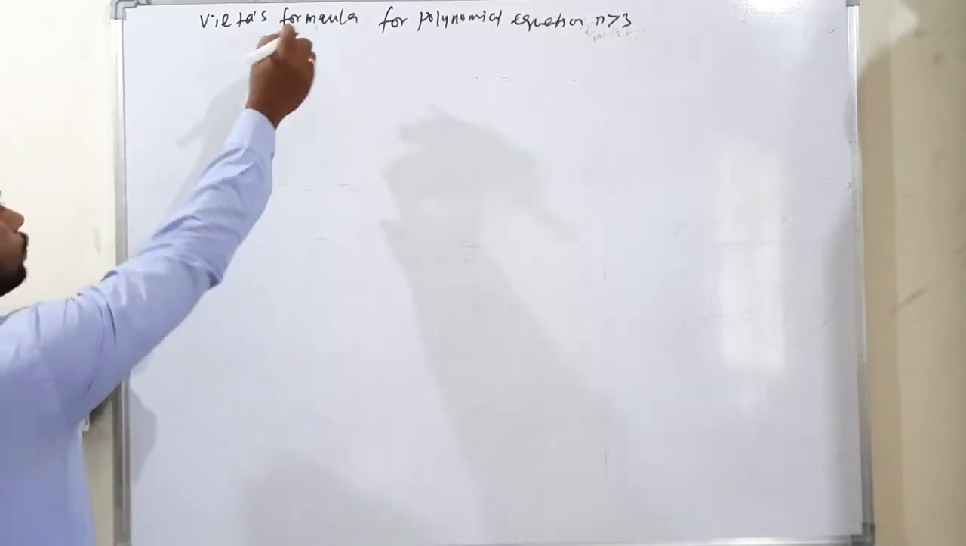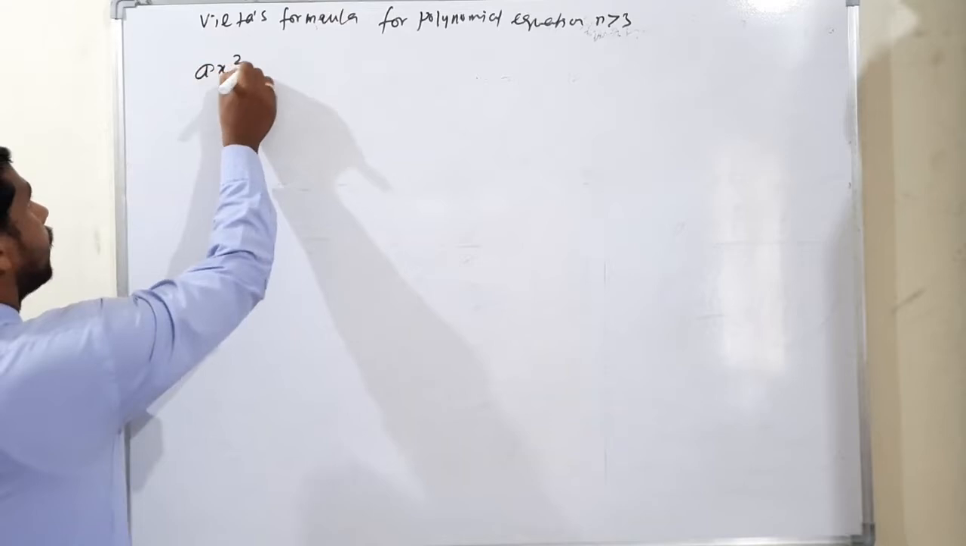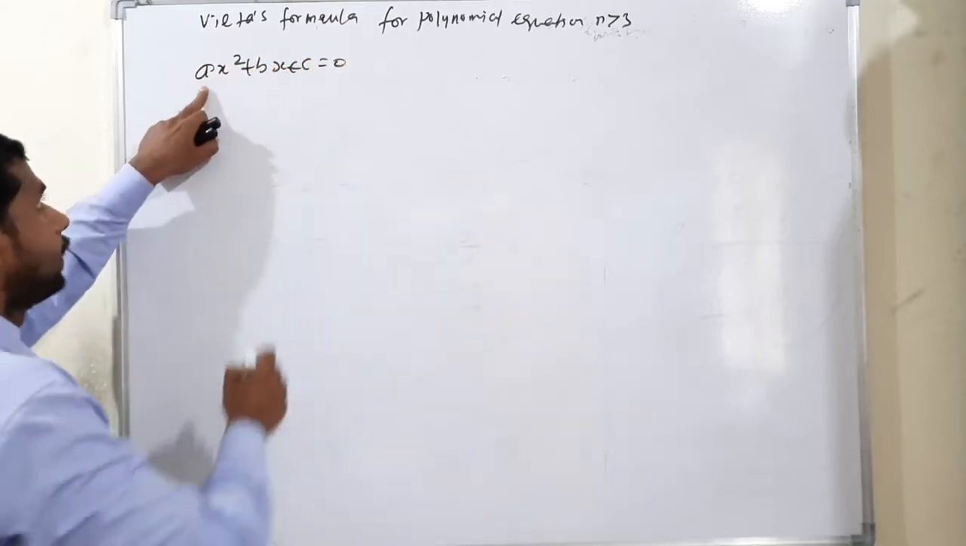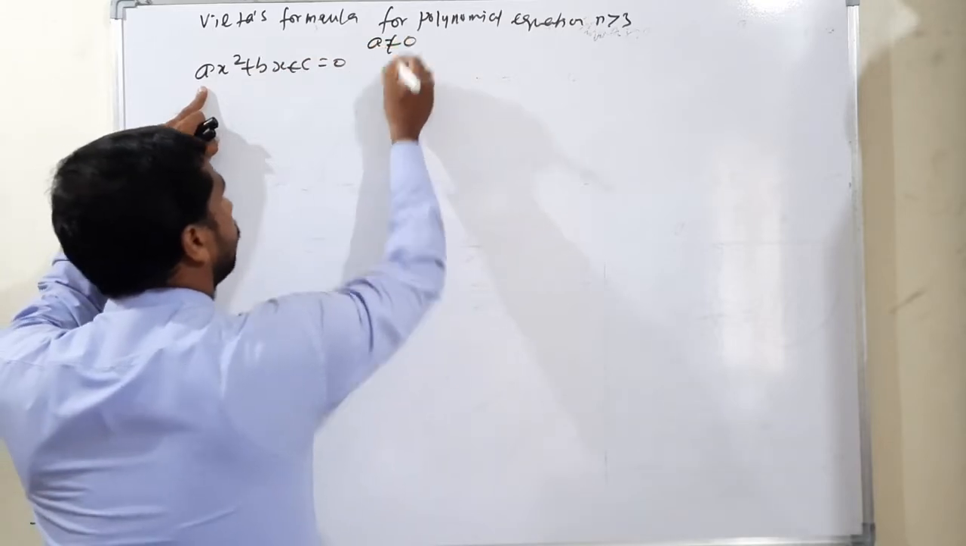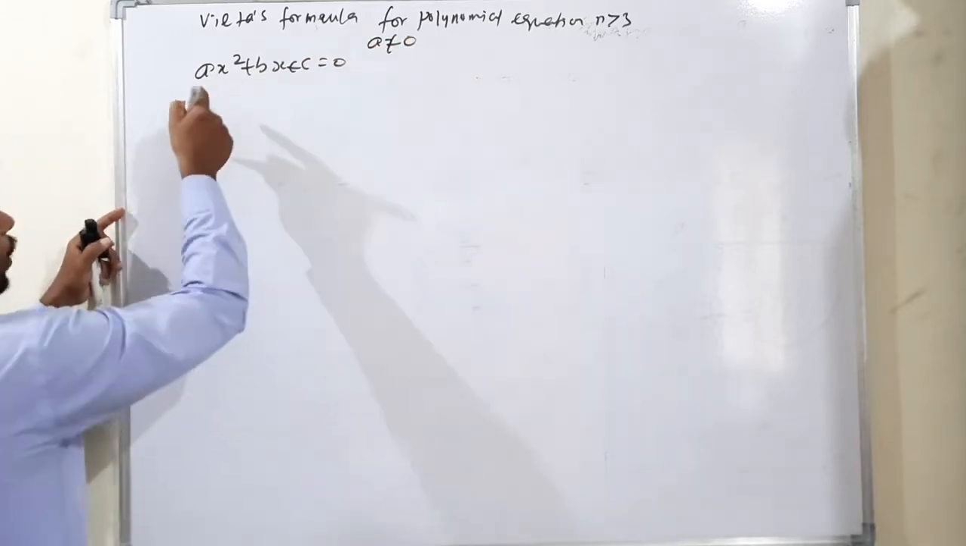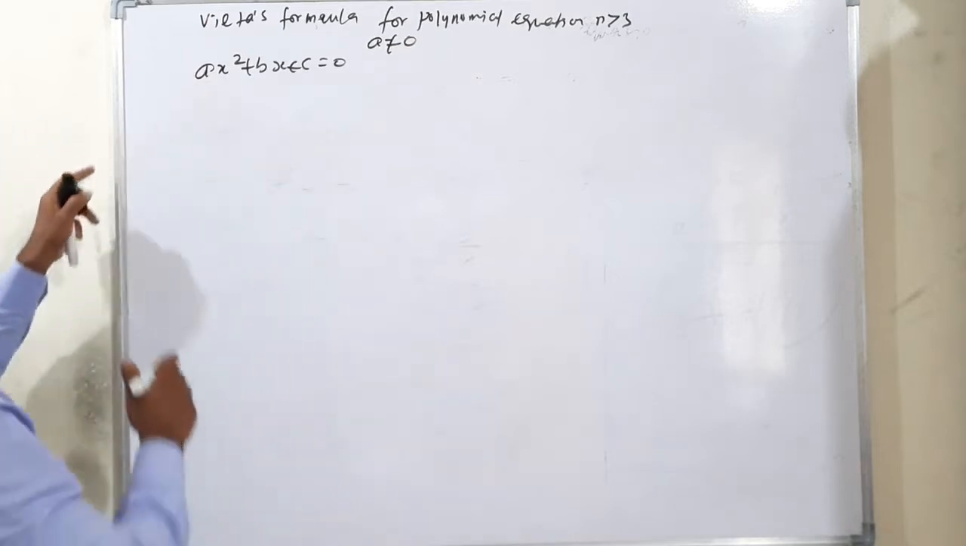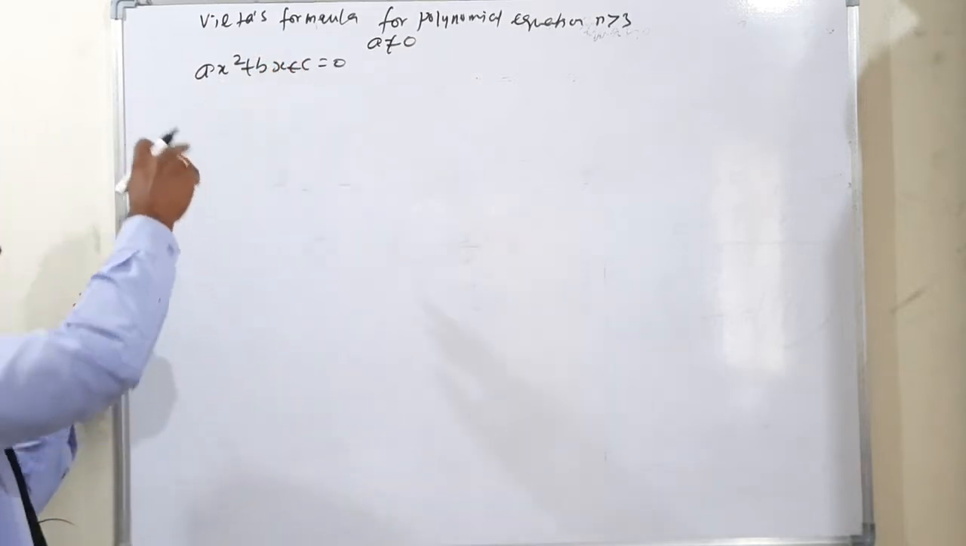What is the degree 2 basic quadratic equation? ax square plus bx plus c is equal to 0. One of the main conditions is that the leading coefficient is always not equal to 0. Therefore, for the quadratic equation, if you need to change it to a monic polynomial, each and every time you have to divide it by the leading coefficient.